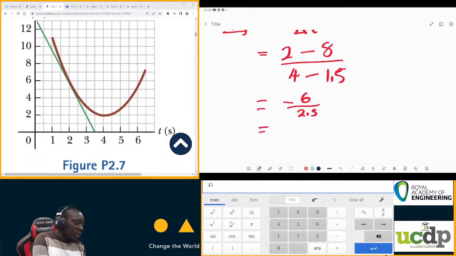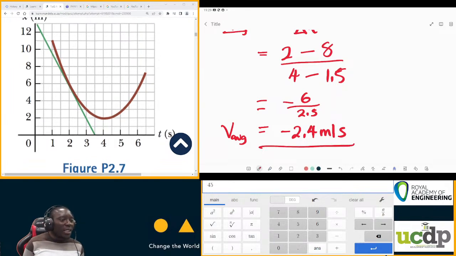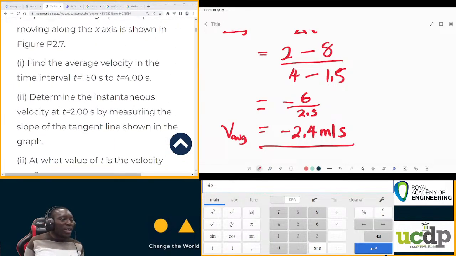So this should give us minus 2.4 meters per second, where the negative sign implies that this is in the opposite or negative x direction. So the average velocity is minus 2.4 meters per second, or 2.4 meters per second in the negative x direction. So this is the velocity. Average velocity is still a vector. Take note, it is still a vector.